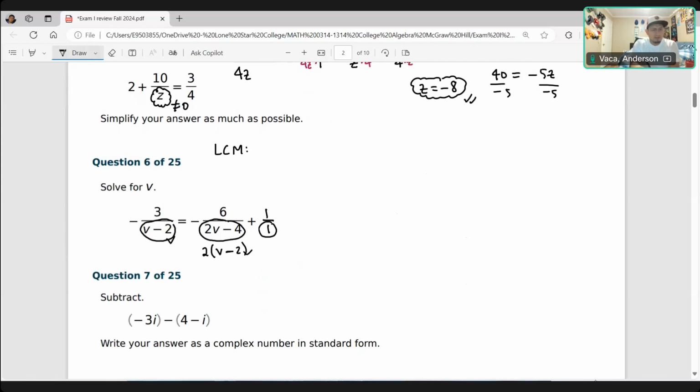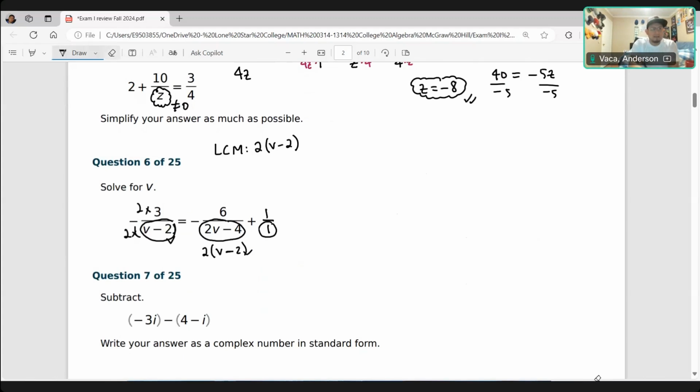You're right, the times 2. So what is the least common multiple? Let me actually write that down. The least common multiple will be 2 times v minus 2. This already has the v minus 2. So I'm multiplying by 2.